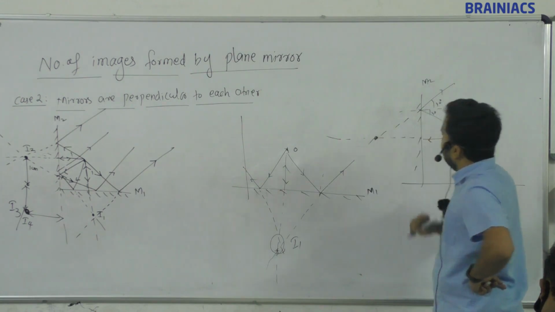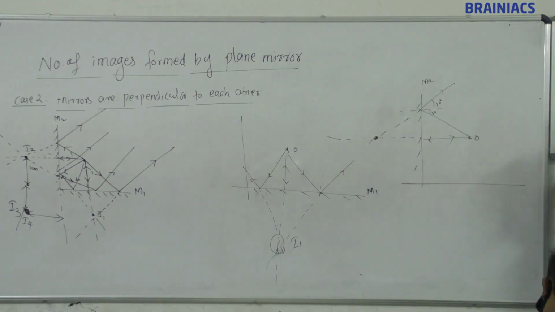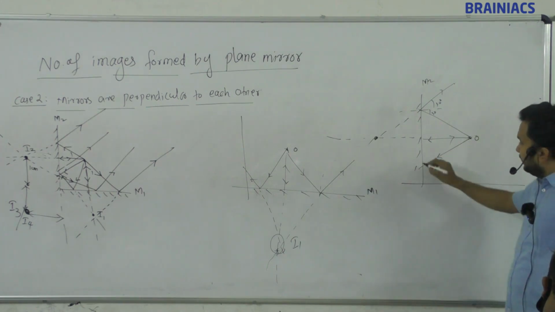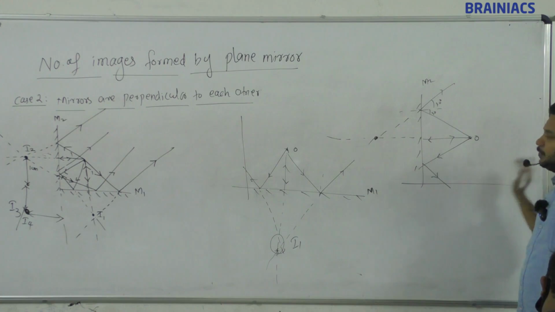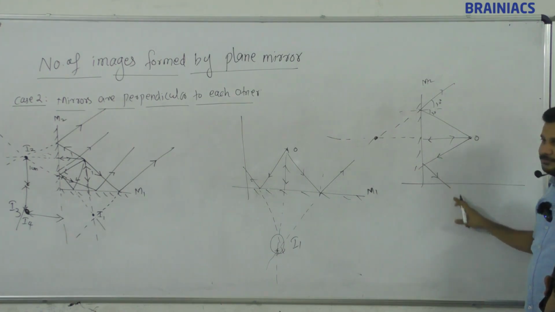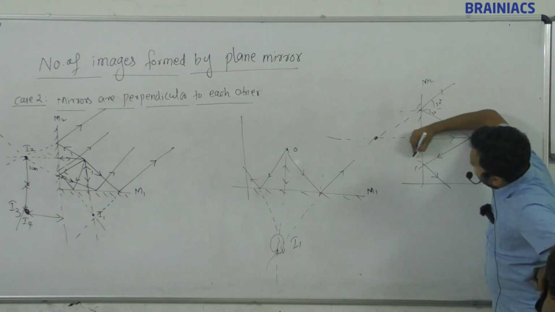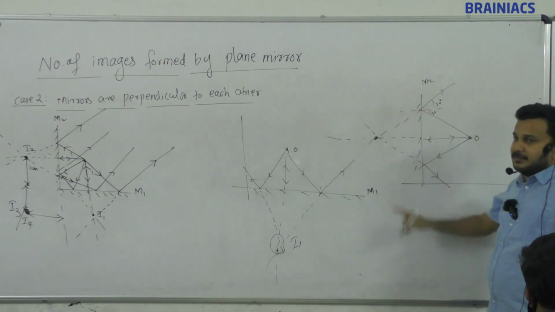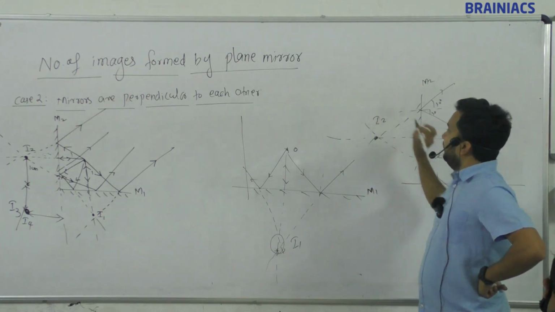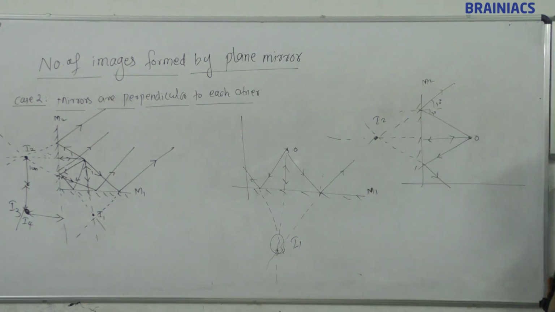It is meeting at this point. Suppose you draw one more line, incident ray, reflected ray. You don't need to bother about what is happening later. You extend the reflected ray, so it will meet at the same point. This gives rise to the image on the left-hand side, which is called I2. Correct? Now we have I1, and now we have I2.